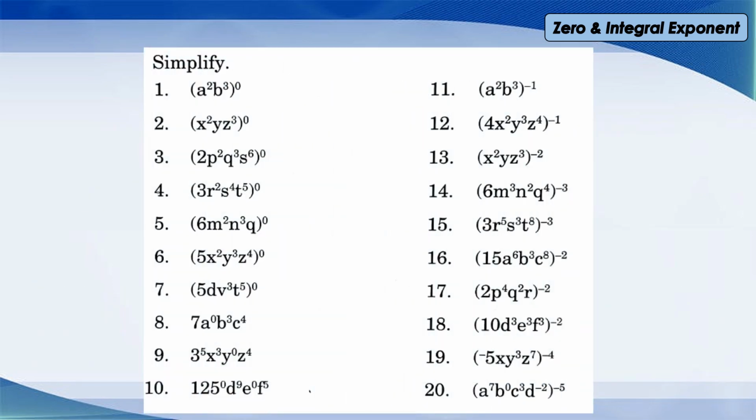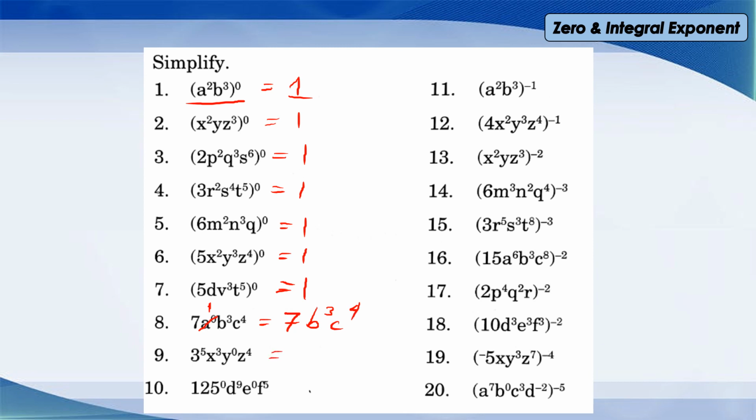Example, isa-isayin natin yan. Since meron siyang parenthesis dito, kung naka-quantity siya raised to 0, equivalent siya sa 1. Ito, equivalent sa 1. Ito, 1 din. Kahit anong dami pa niyan, since quantity raised to 0, 1 lahat yan. Then, number 8, we have 7, a raised to 0, b cubed, c raised to 4. Since meron tayong a raised to 0, cancel natin yan kasi magiging 1. Magiging sagot natin 7b cubed c raised to 4.